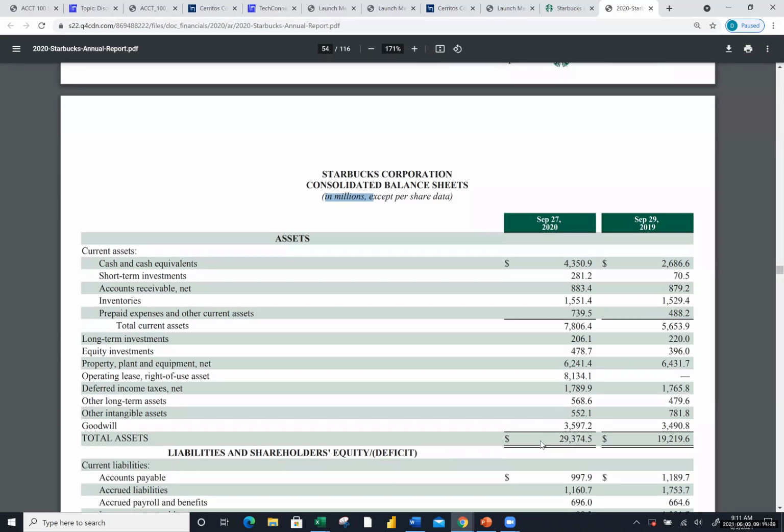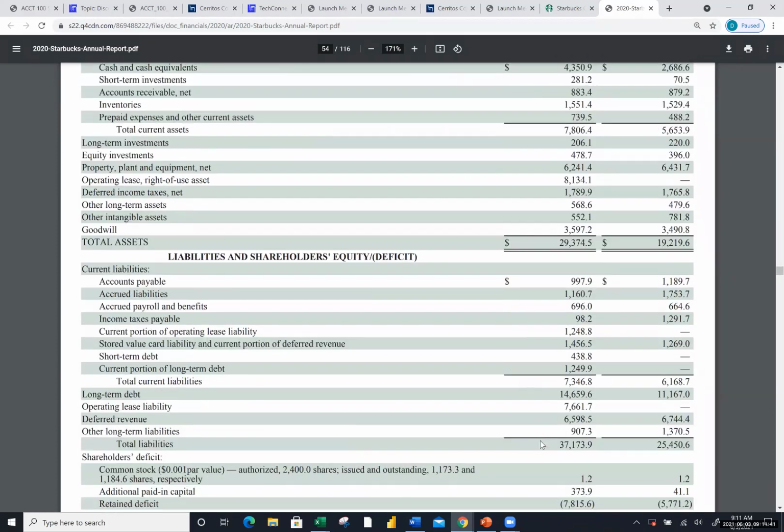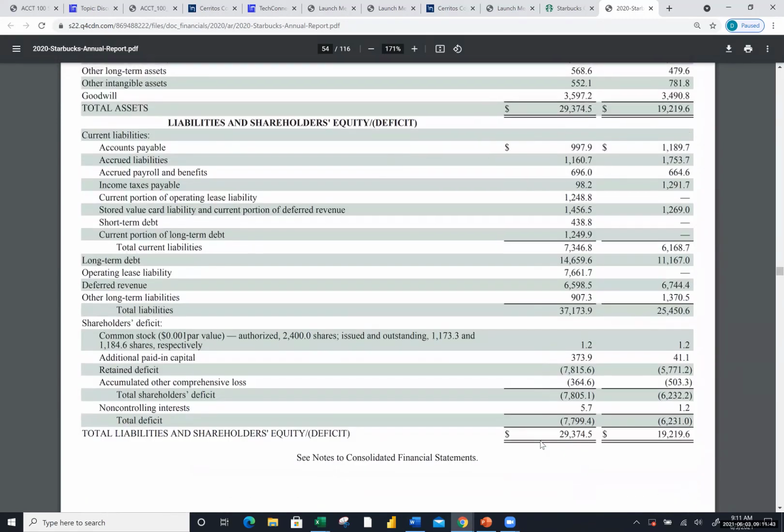And you'll scroll down further and list their liabilities. You'll look for a line that says total liabilities. There it is, 37 million. That's right, Starbucks has more liabilities right now than it has assets. And then you'll put in the negative equity. And then you'll do that.